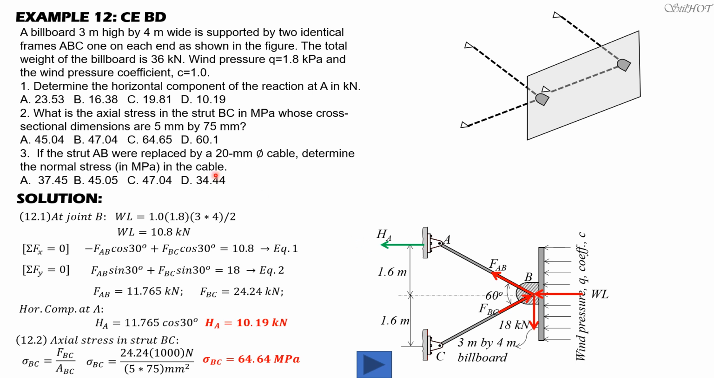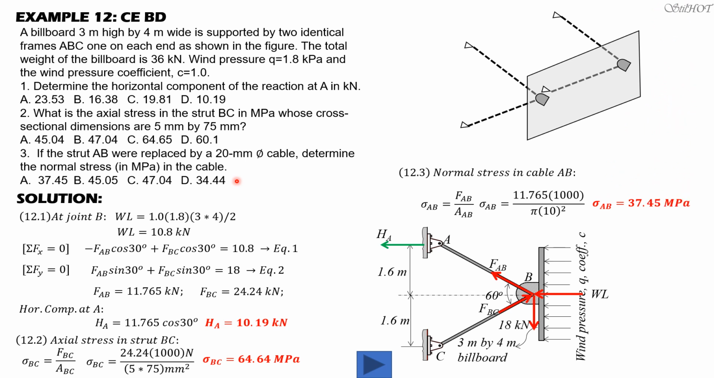And finally, the normal stress in cable AB, if it is replaced by a 20 mm diameter cable. The area is pi r squared. So stress in AB is FAB over area AB, which is equal to 11,765 newtons divided by pi times 10 squared. So the stress is equal to 37.45 megapascals tension. So that's it.